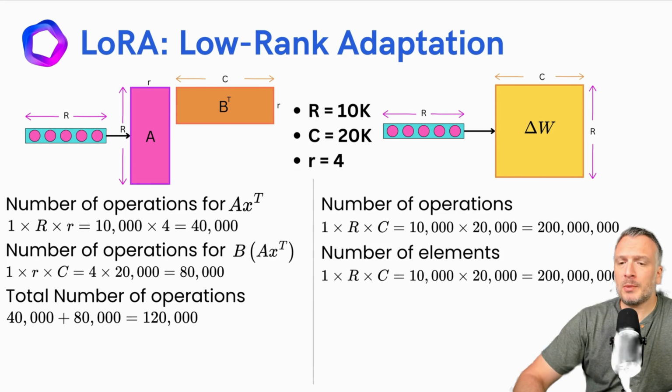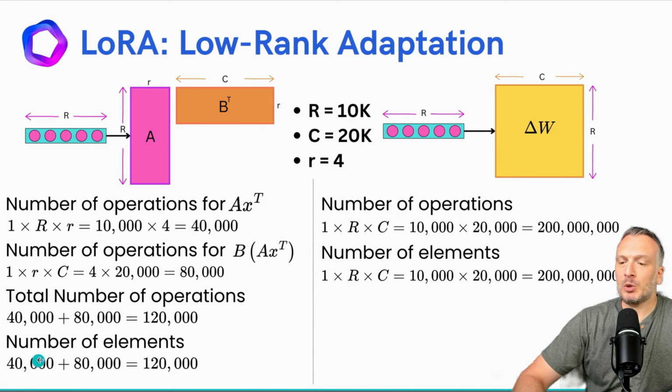So the total number of operations to have X times A and then the resulting tensor times B is equal to 120,000 operations. And this is to be compared to the 200 million operations that we have when we have the full rank matrix. The number of elements is the same. We have 40,000 plus 80,000, which is 120,000 elements in the matrices A and B.